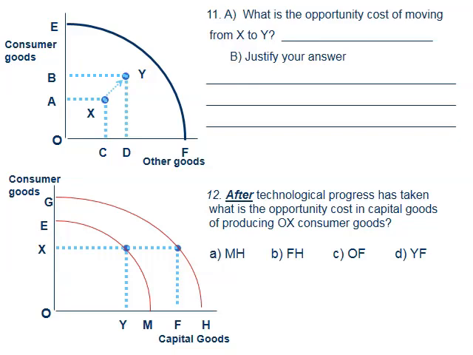on the inside curve. After technological progress, the curve moves out. You're still producing OX, but now you can produce OF capital goods. So what did you give up? Well, if you had put all your resources now into producing capital goods, you could produce OH. Therefore, to produce OX consumer goods, you still can produce OF capital goods, but you've given up HF production of capital goods to do that. So the answer is, of course, B.